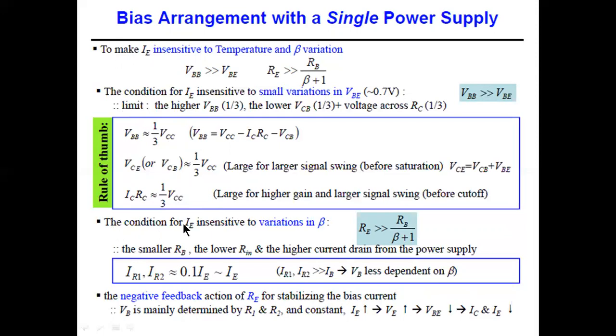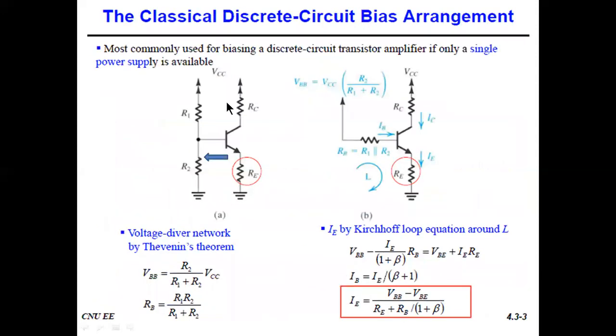Further, the condition for IE to be insensitive to variation in beta is that IERE should be greater than RB divided by beta plus 1. So we should have RE much larger than RB, and RB should be very small. And also we should have lower Rin and higher current drain from the power supply. Higher current drain means IC should be much larger from the power supply. That means the value of the current which is flowing here should be much larger.